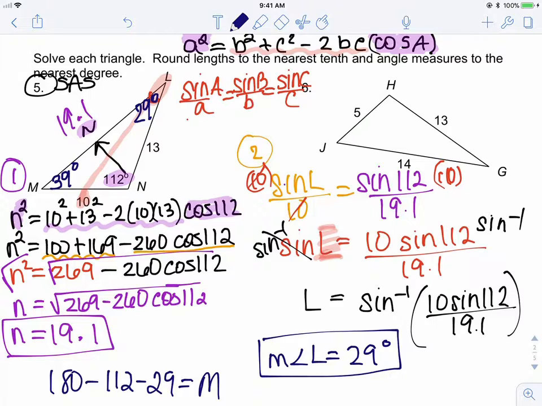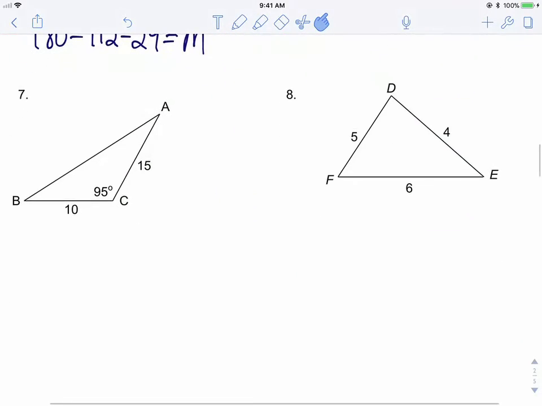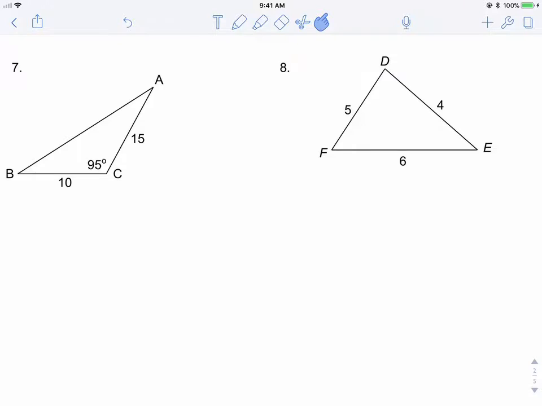So let's take a look at one other problem. Let's do problem 8. We're dealing with an SSS triangle. Recall that when we are working on an SSS triangle, we are going to use the law of cosines first, and we specifically want to find the largest angle first. That means that we are going to be solving for D. So those are going to be our bookends right there.